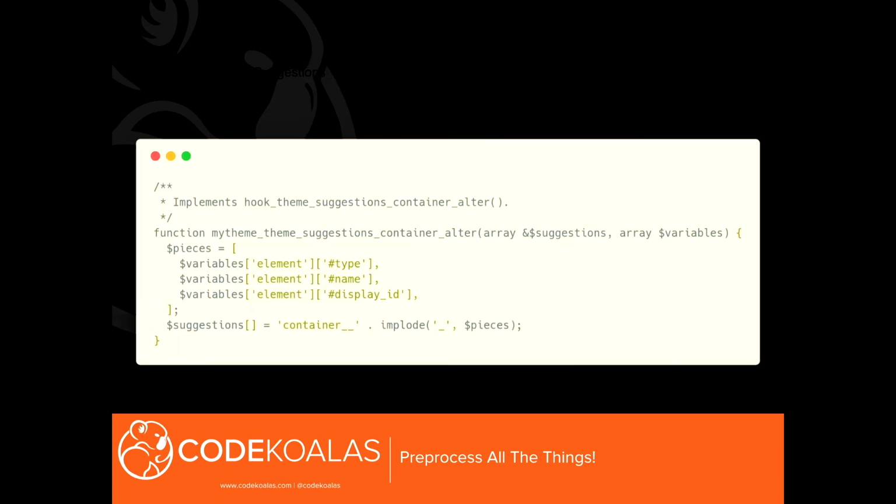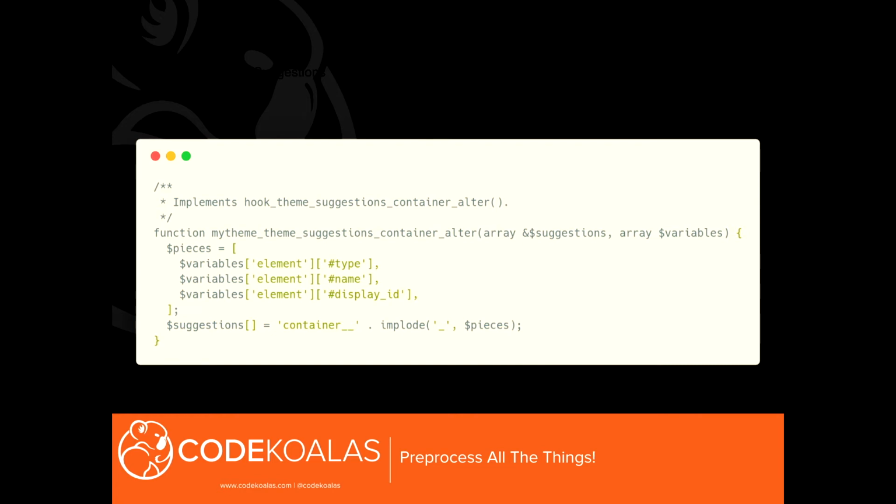I use PHPStorm for most of my development. It's very handy because it knows all of the Drupal functions. So it has a lot of autocomplete if you just start typing out your theme suggestions. Oh, like, do you want this element? And it's very handy for quick development.